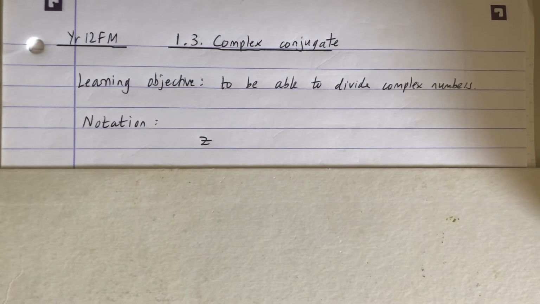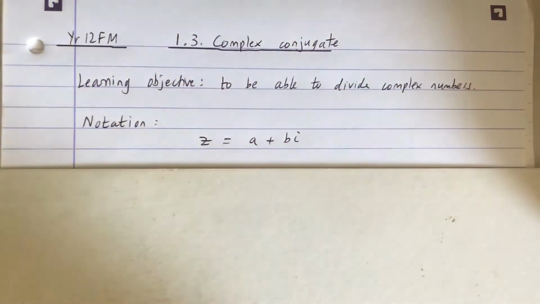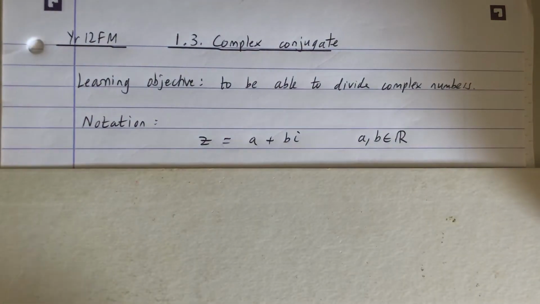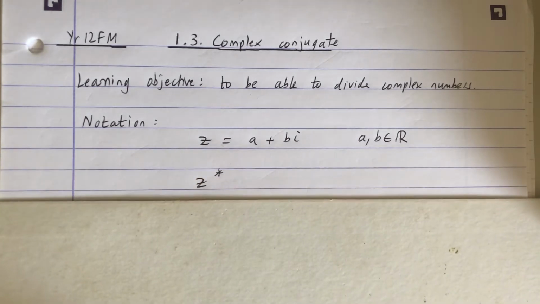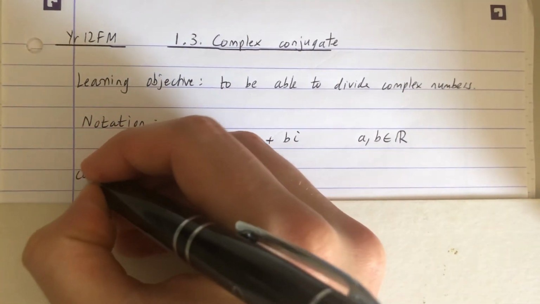As you should know, for complex numbers they tend to use the letter z. And the general complex number would be a plus bi, where a and b are real numbers. So that could be something like 3 plus 2i, minus 5 plus 6i, etc. New notation is this, z star. The title of today's lesson is called the complex conjugate.